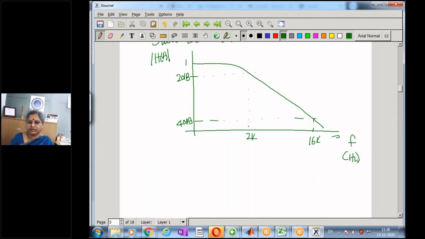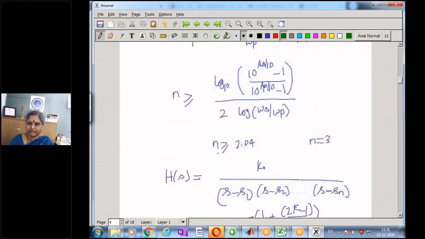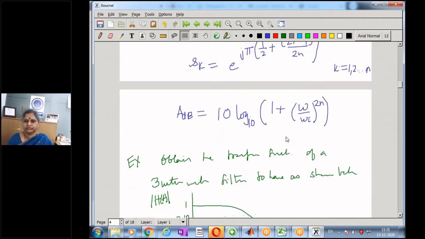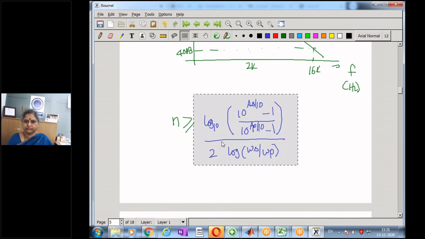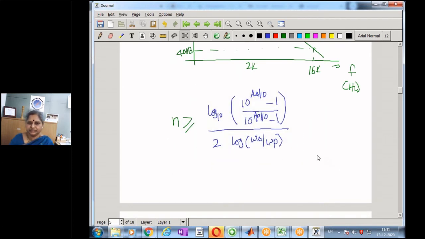What is given is an attenuation of 2 dB at 2K and an attenuation of at least 40 dB at 16K. So now let's use a formula and get the order. The order of the filter n has to be greater than or equal to... So let's get the expression that we have. This is the design expression.